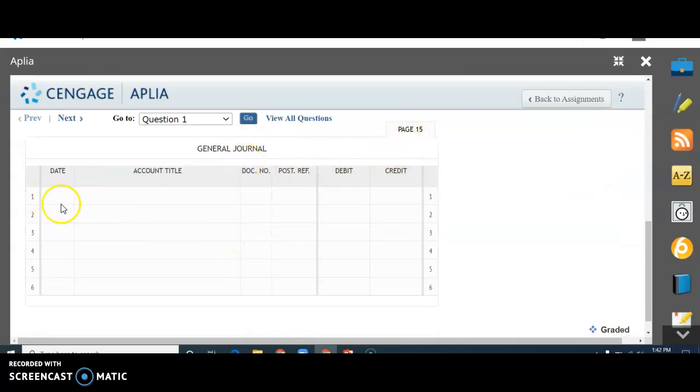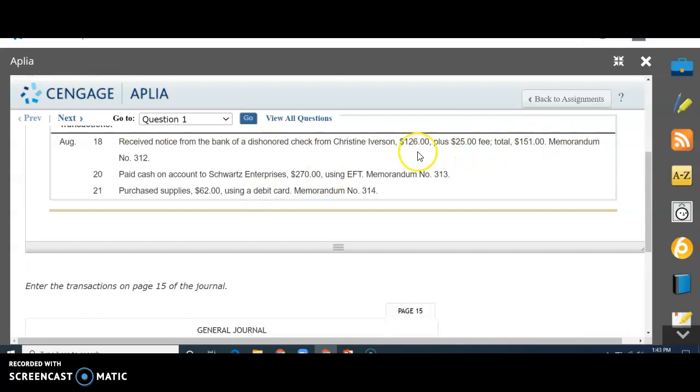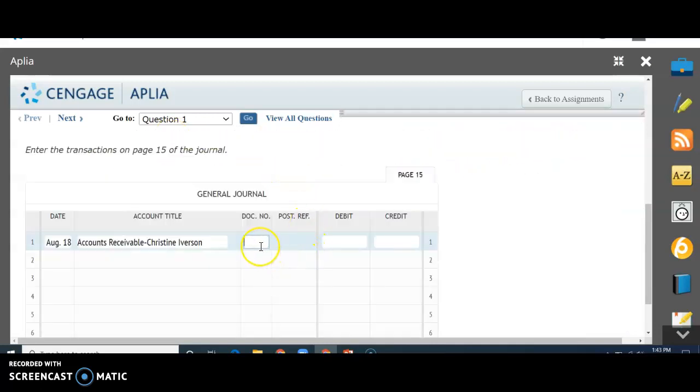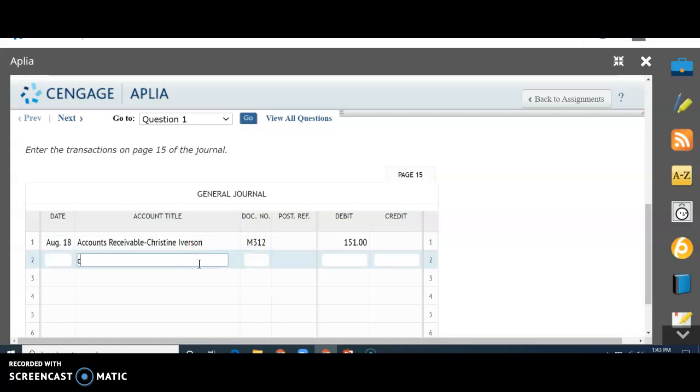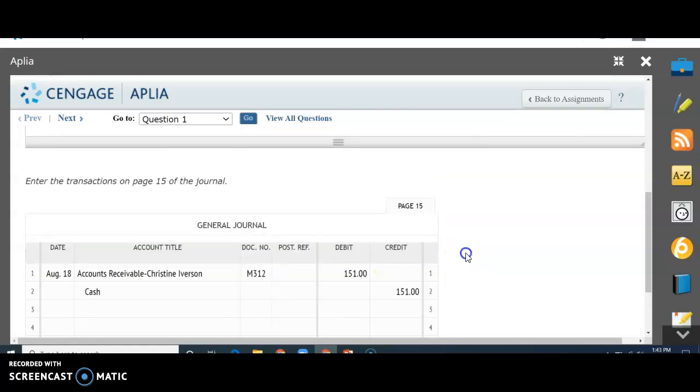Down here on General Journal page 15, we're going to start with the date, August 18th. We're going to debit the account, accounts receivable, dash Christine Iverson, and the document number they give us is right here at the end, memorandum 312, and the amount is $151. Remember, you need the total amount. We're going to credit cash for that $151.